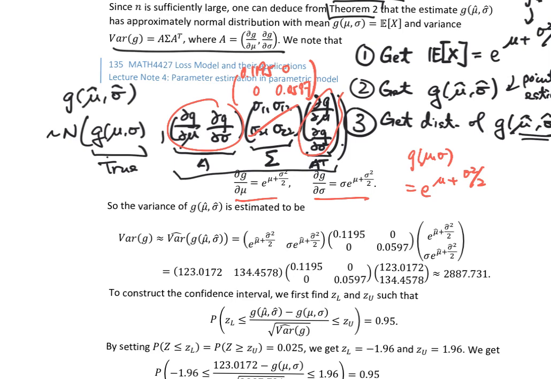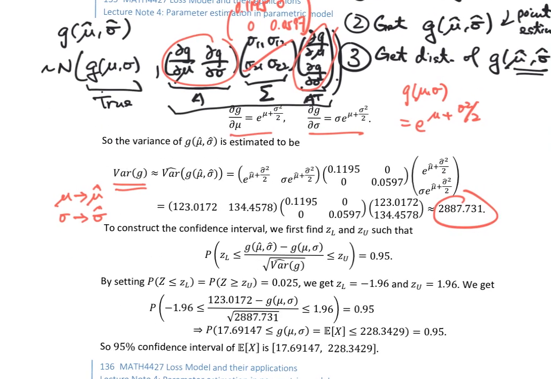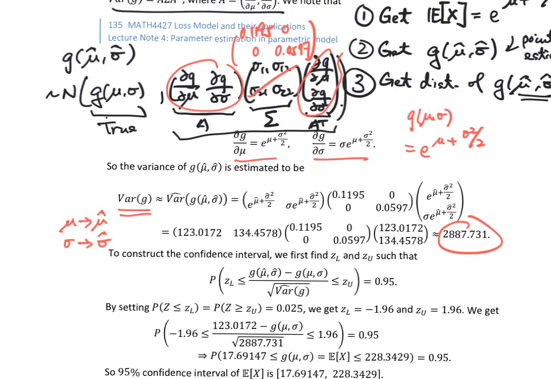And remember, to construct the confidence interval, we will try to do the approximation on this variance by replacing all the unknown parameters by the MLE. So here I will replace all the mu and sigma by the MLE. Then you do the calculation, and you will get the approximate value of this variance.